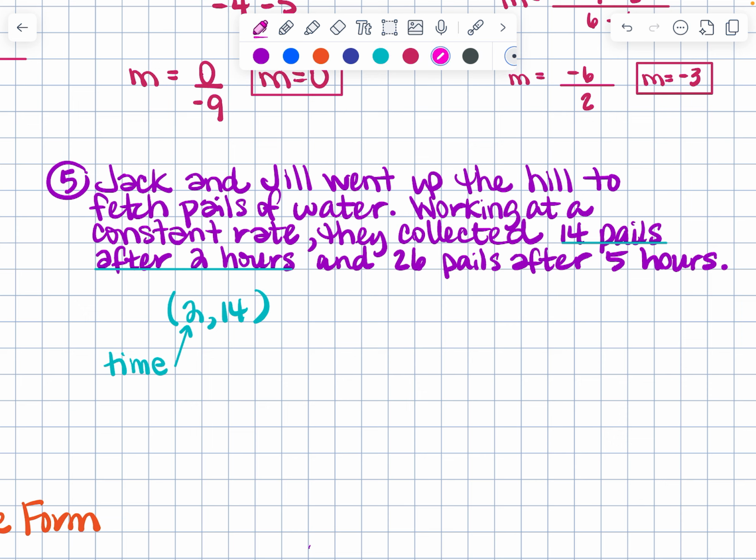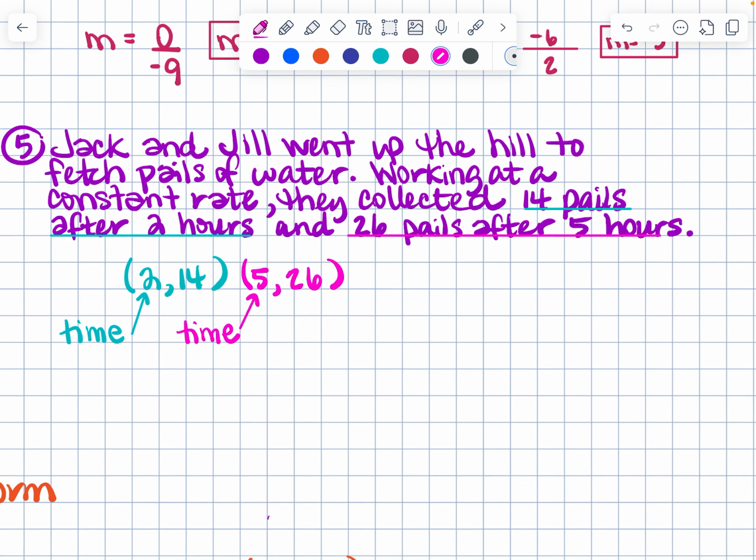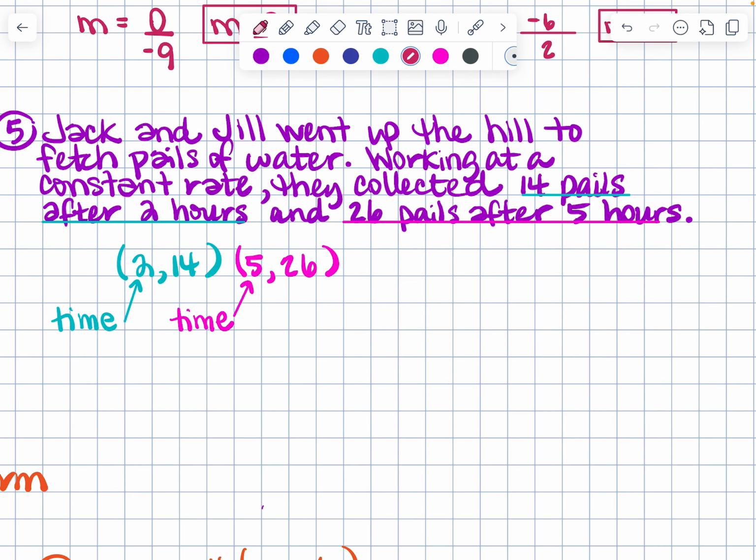And then that means that if they collected 26 pails after 5 hours, our second point is 5, 26. Again, I know the 5 has to go first because it is referring to time, and time is always the x. So just be careful. And once you've got that down, then you're literally right back to every single question we just did. Given 2 points, we should be able to find the slope.